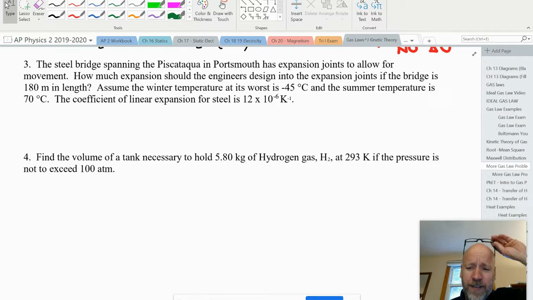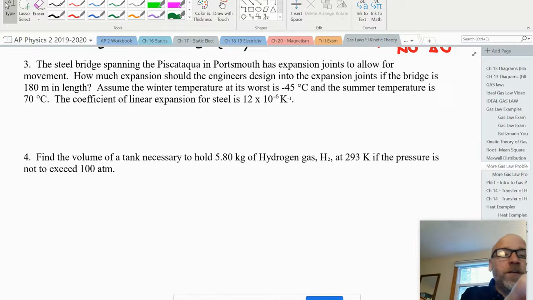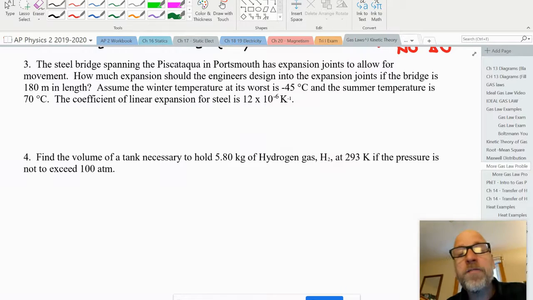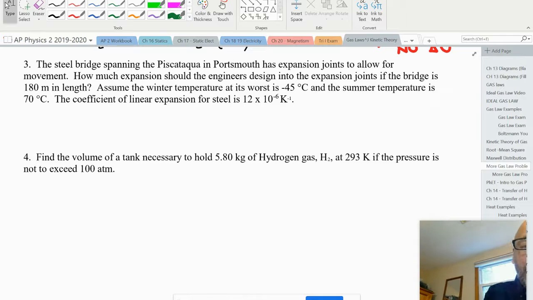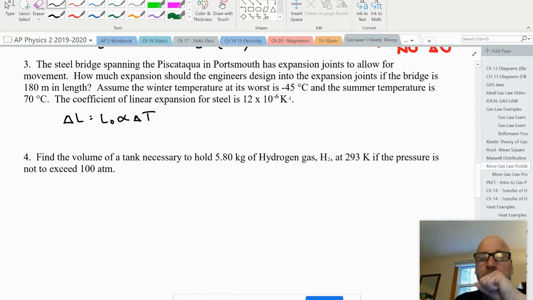Right now you're thinking, that's not a gas law. What the heck? But we did talk about this at the very beginning of the unit. And it turns out we hadn't really done any math examples of it yet. But I can say that the change in length is going to be equal to the original length times the coefficient of linear expansion times the change in temperature. It's pretty much just a plug and chug. I'm going to keep the units showing this time.